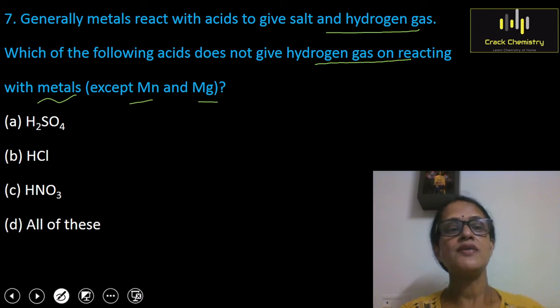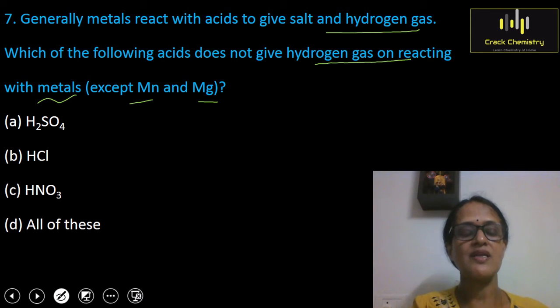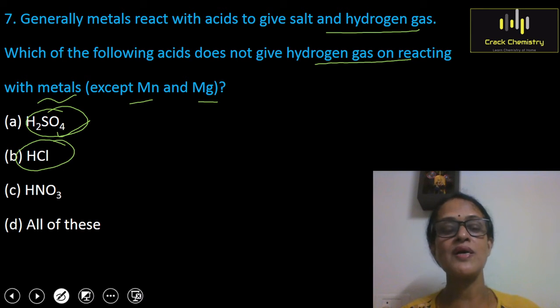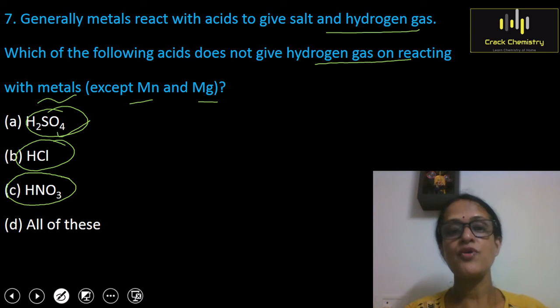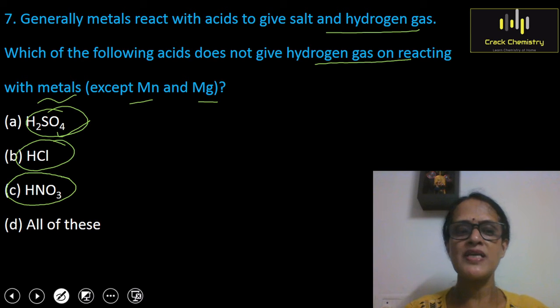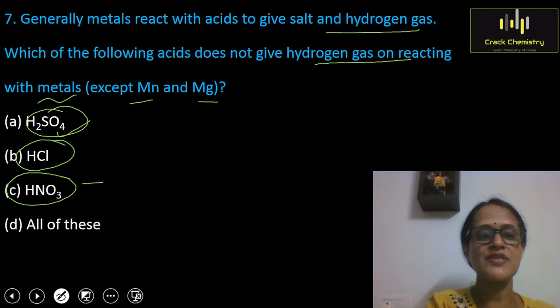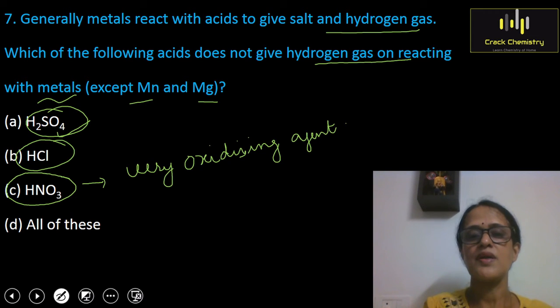So children, generally metals react with sulfuric acid and the products formed are salt and hydrogen. So this is a correct option. They react with hydrochloric acid also and the products formed are salt and hydrogen gas. Children, always remember that metals don't produce hydrogen gas with nitric acid. The reason is that nitric acid is a very strong oxidizing agent.